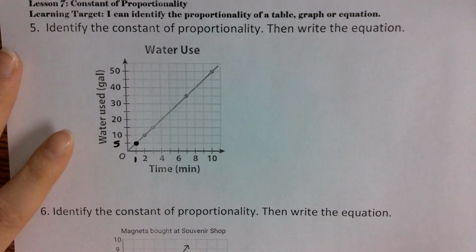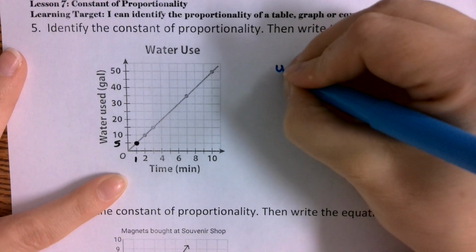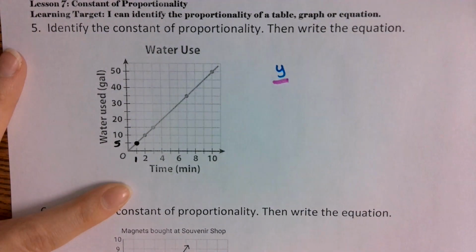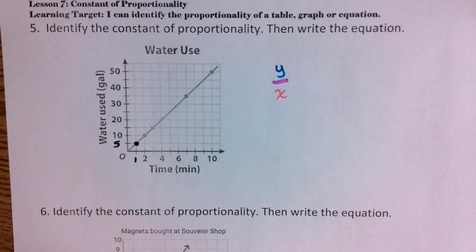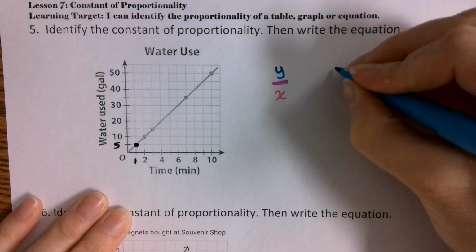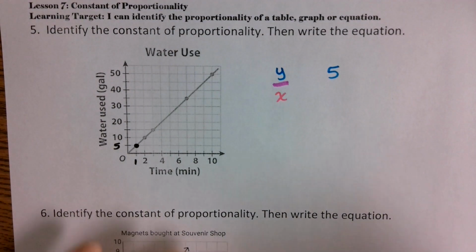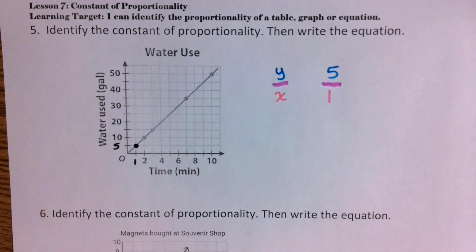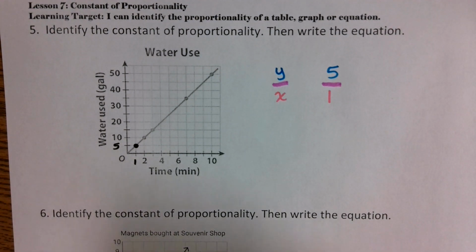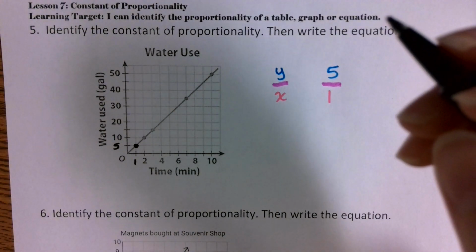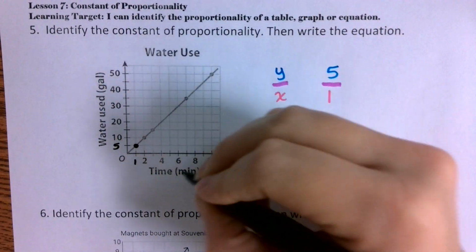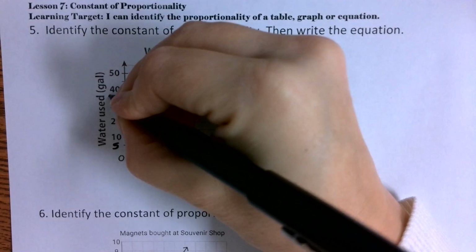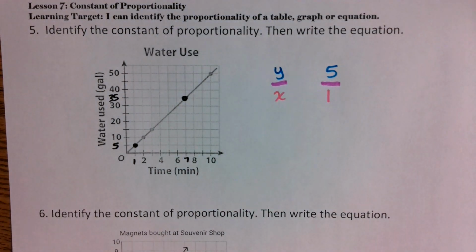So what we would be doing, again, is setting it up as y over the x. So based off of what he just picked, he wanted to pick 5 over 1. Pick another point. Somebody tell me another point that's on the graph. Leah. Okay, so 7 and 35. So she picked this point right here, 7, 35.